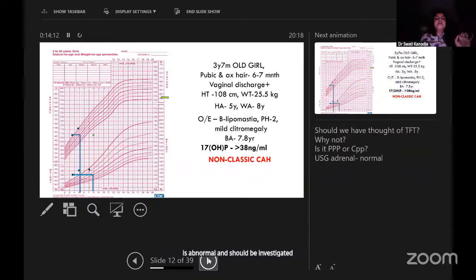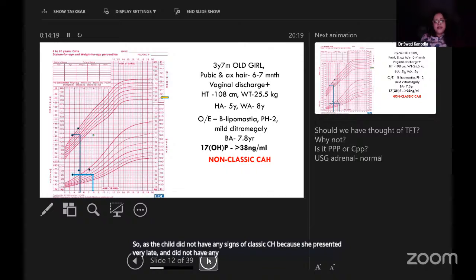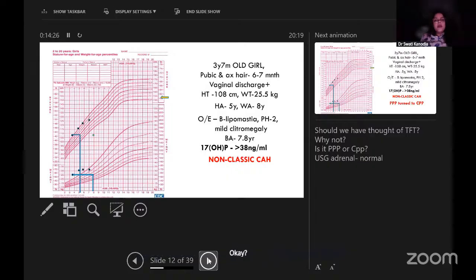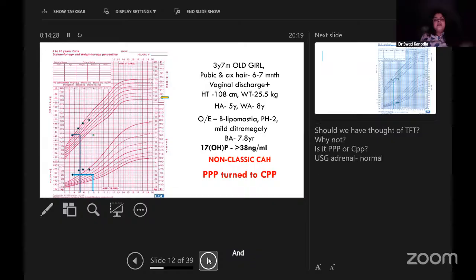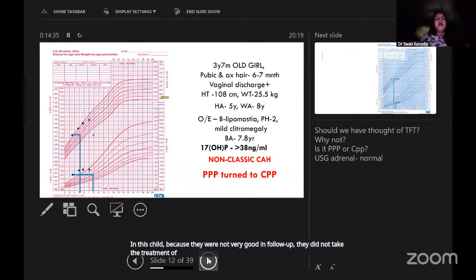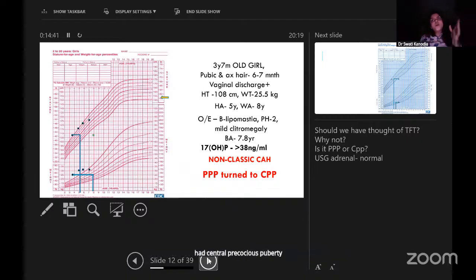So as the child did not have any signs of classic CAH because she presented very late and did not have any electrolyte abnormalities, the diagnosis of non-classic CAH or simple virilizing CAH was made. Okay. And in this child, because they were not very good in follow-up, they did not take the treatment of CAH properly.